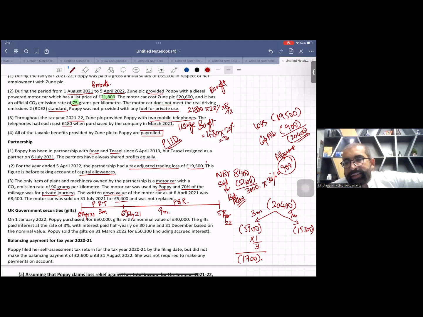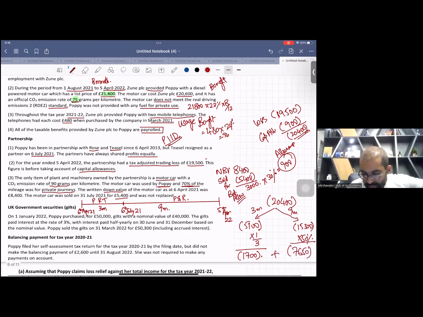Don't sleep again. In the last 9 months, only 2 partners were there, P and R, and the ratio was 50%. So this will be 7,650. Can anybody add these 2 losses? You will get the total loss.